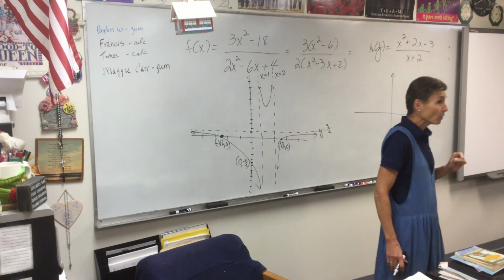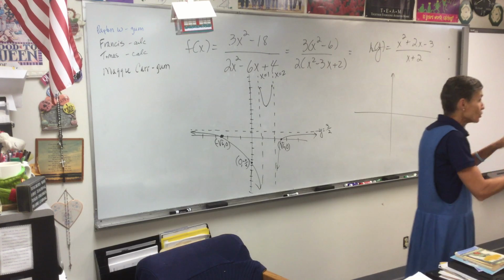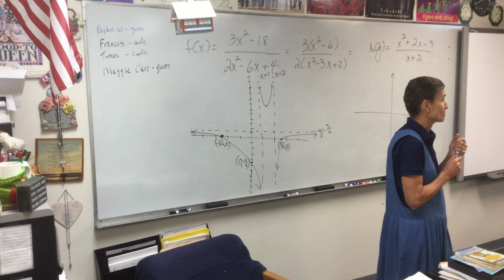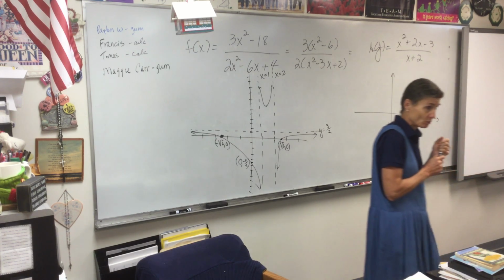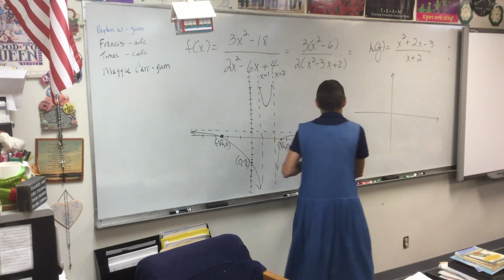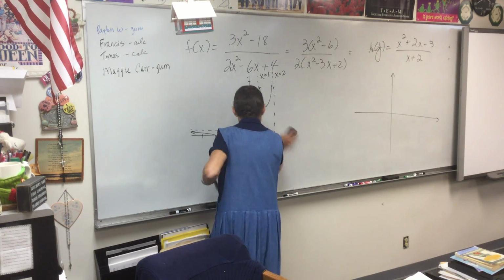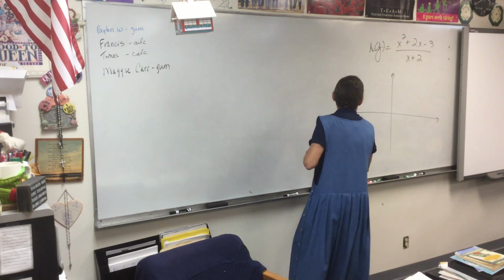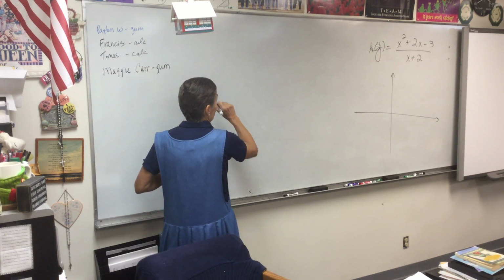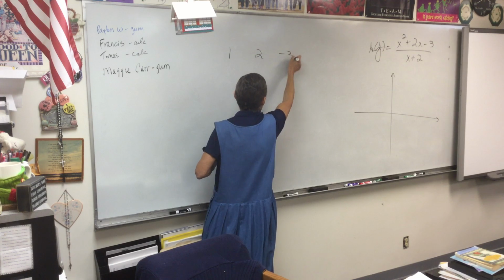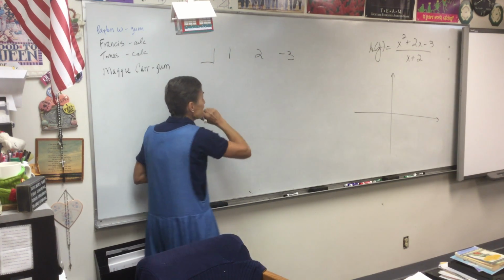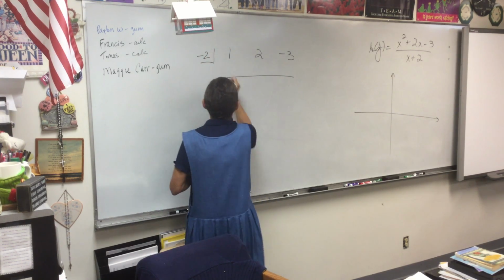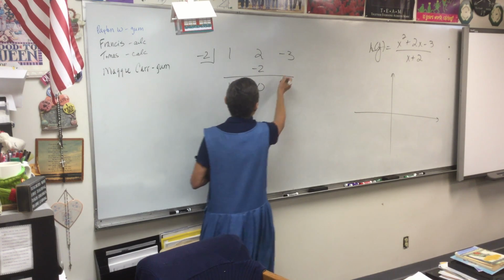Anytime your power on top is bigger, you know there's no horizontal asymptote, and you're right. But that doesn't mean there's no end behavior asymptote. There is a slant asymptote. Now, how are we going to find it? Well, luckily, you know how. We are going to actually perform the synthetic division represented by that problem. So in other words, we have 1, 2, negative 3, and we're going to divide it by negative 2.